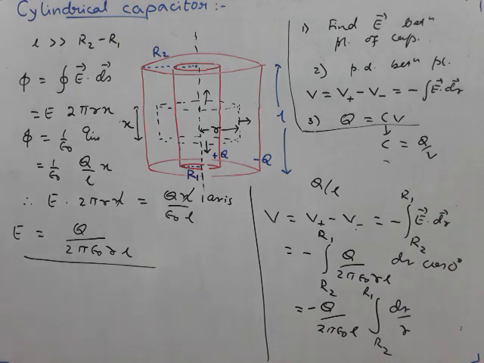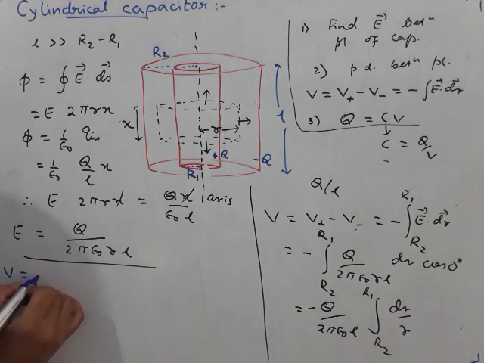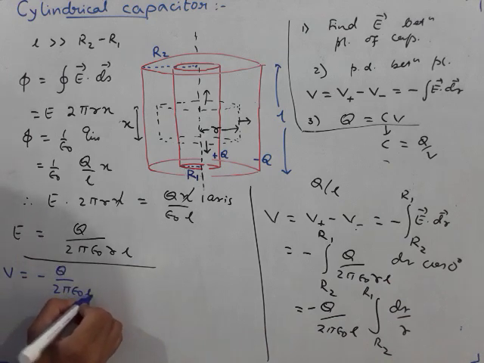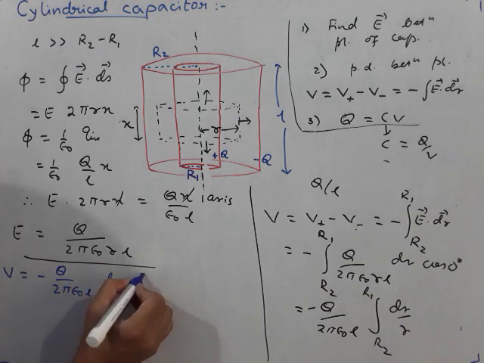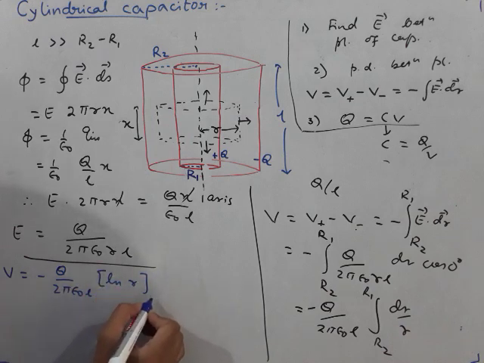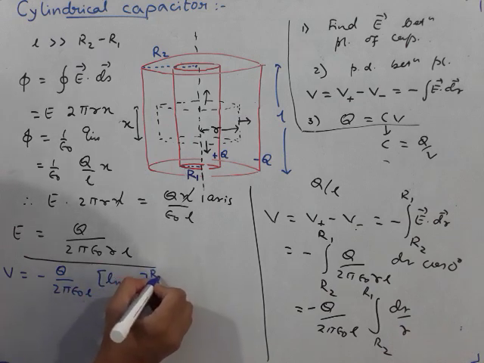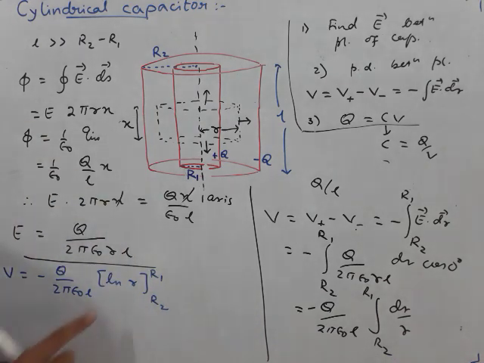So let's put the value. Our V will become minus Q upon 2 pi epsilon naught L ln r, and the limits will be from R2 to R1. So what will we get here? ln R1 minus ln R2.